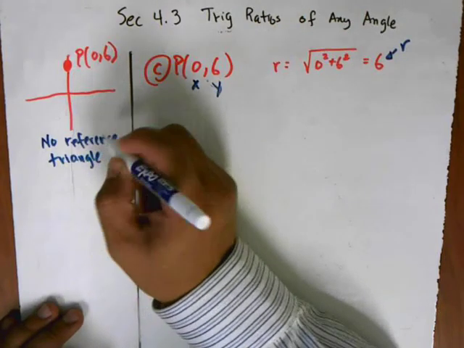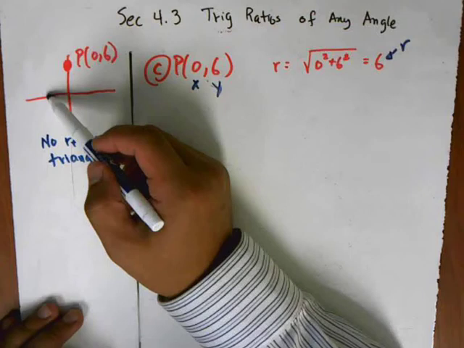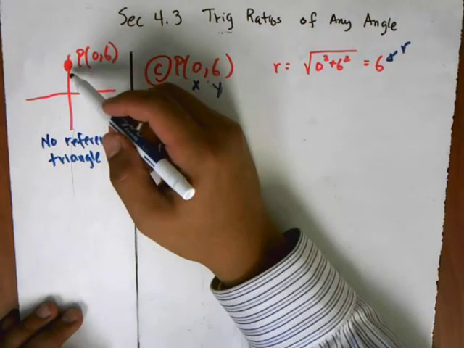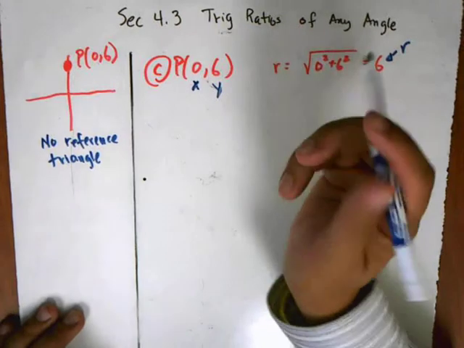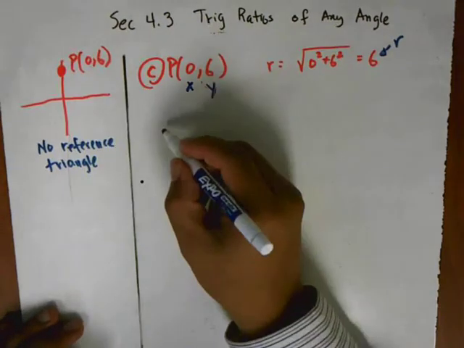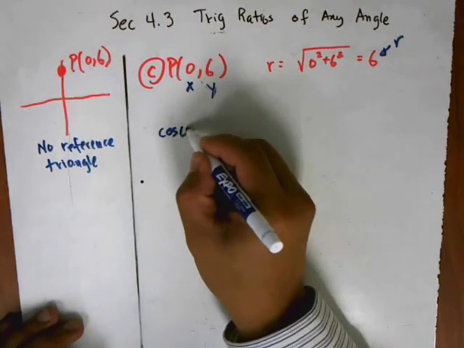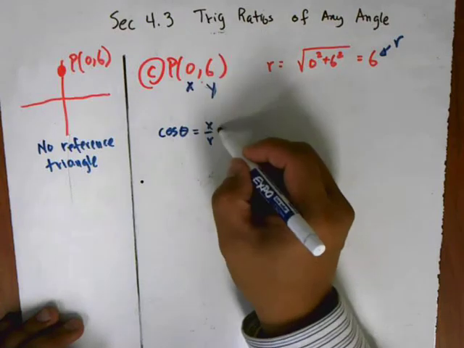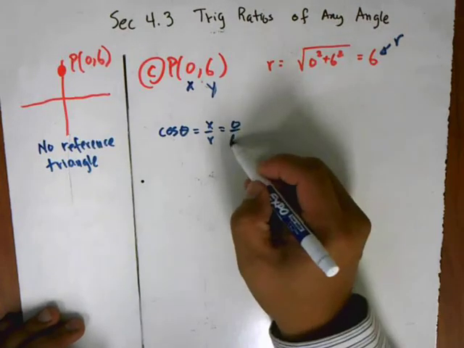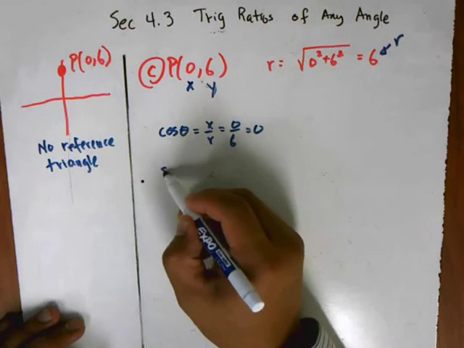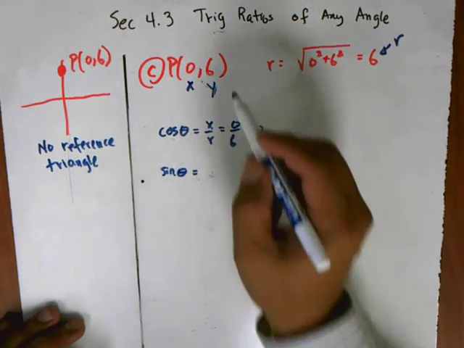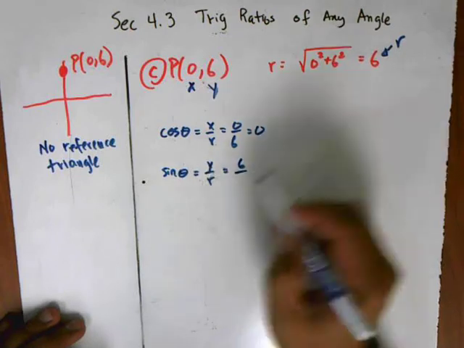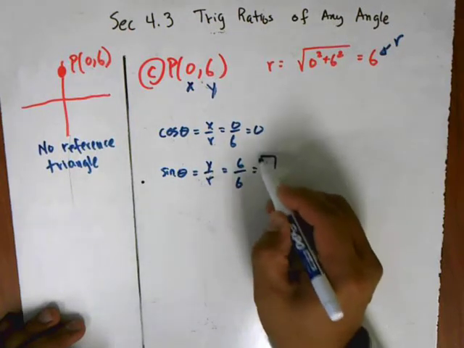No reference triangle, because you're supposed to connect this somehow to the x-axis. Okay, but if you just draw a line straight down or straight left, it's not going to work. But we can still define cosine, sine, and tangent of theta. So cosine, once again, is x over r. X is 0 over 6, that's 0. Sine of theta, y over r, so that's 6 over 6, that's 1.